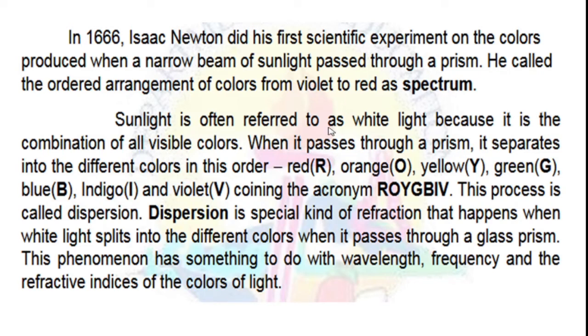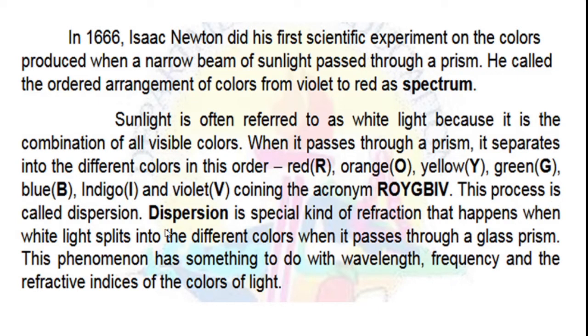Sunlight is often referred to as white light because it is the combination of all visible colors. When it passes through a prism, it separates into the different colors in this order: red, orange, yellow, green, blue, indigo, and violet, coining the acronym ROY G. BIV. So, what is indigo? Who among you knows what color indigo is? Indigo is a dark blue.